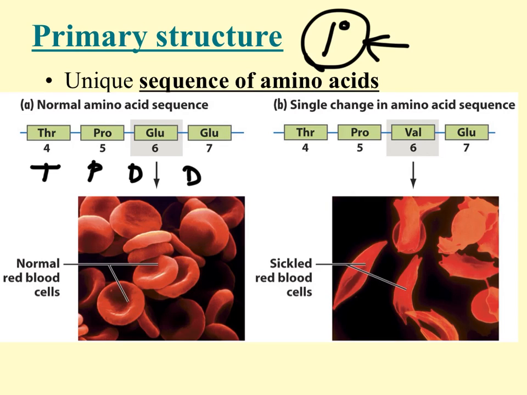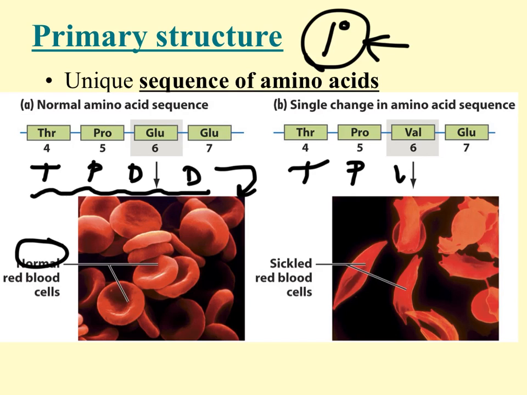And this protein plays an important role in red blood cells. When the protein has this particular sequence, red blood cells look, quote unquote, normal. But if you change one amino acid in this particular protein, so now you have threonine, proline, valine, and a glutamic acid, oh my God, those red blood cells do not look the same as the normal ones on the left-hand side. They're actually called sickled because of the shape. They're sickled red blood cells.